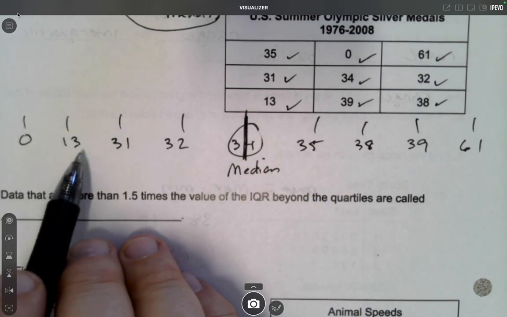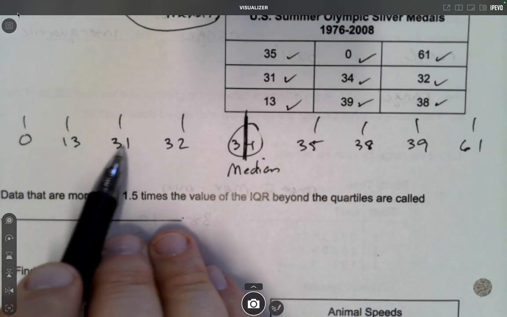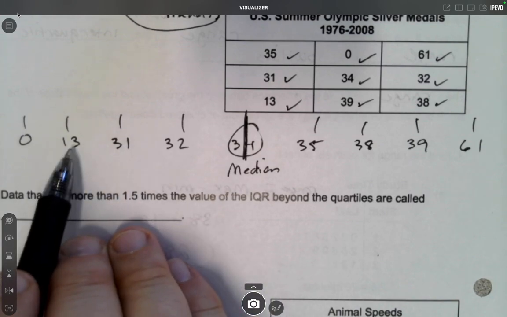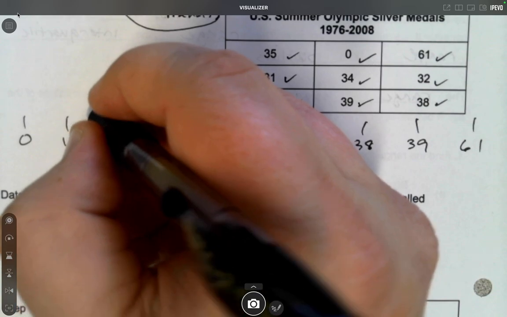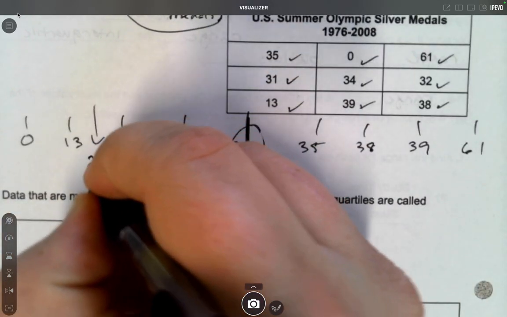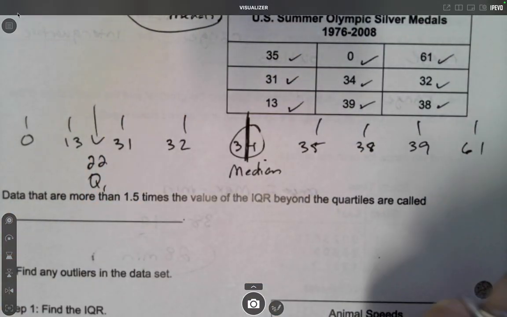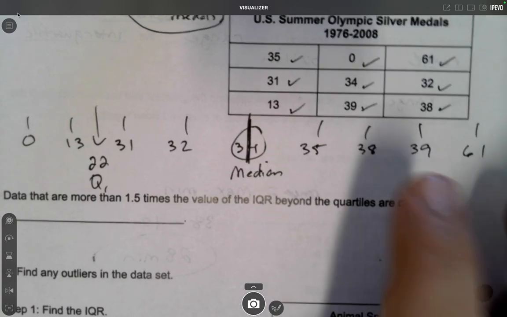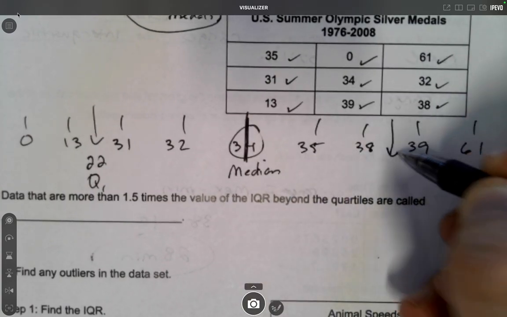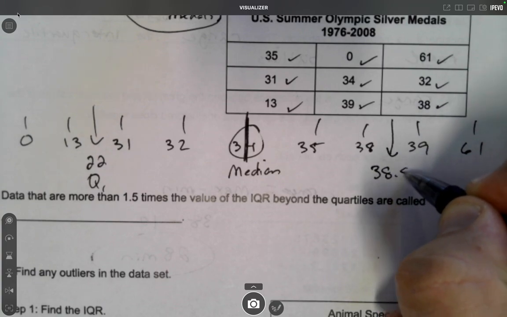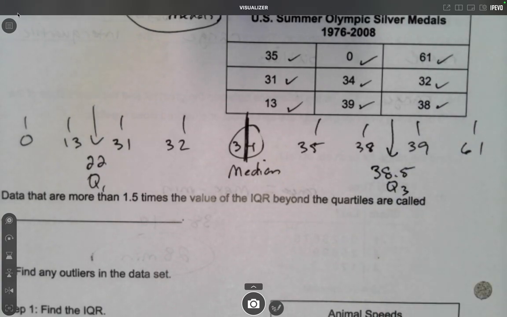Okay, so we have 2 numbers in the middle right here. 13 plus 31 is 44. 44 divided by 2 is 22. So 22 is the first quartile. Over here in the upper half, we have 2 numbers here, then 2 in the middle. So add those together and divide by 2, you get 38.5 to be the third quartile.